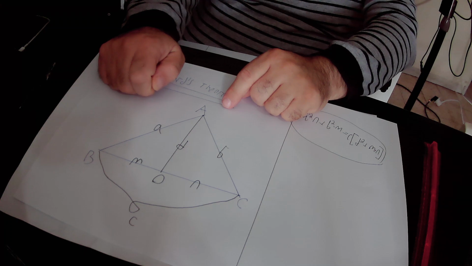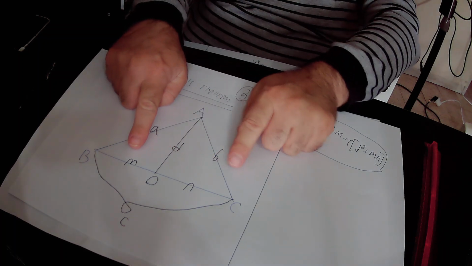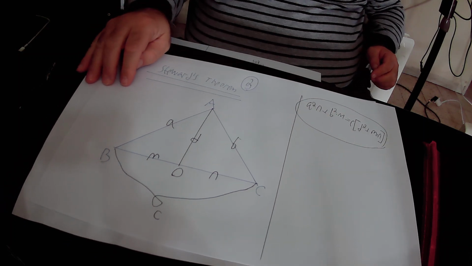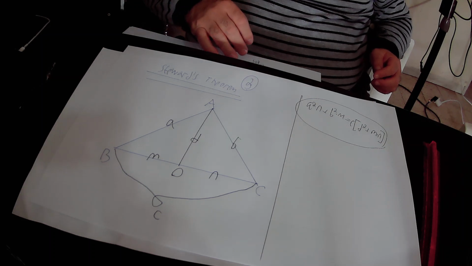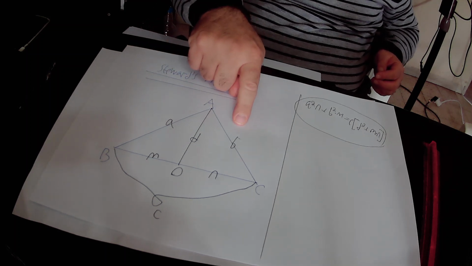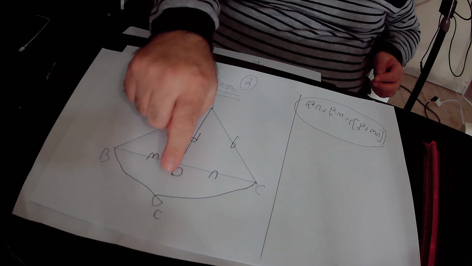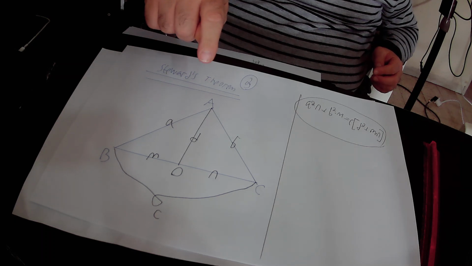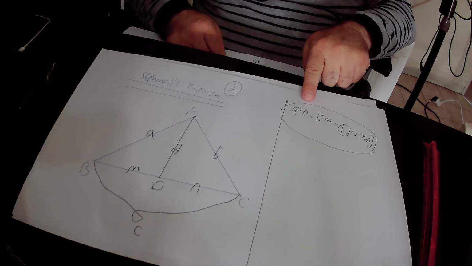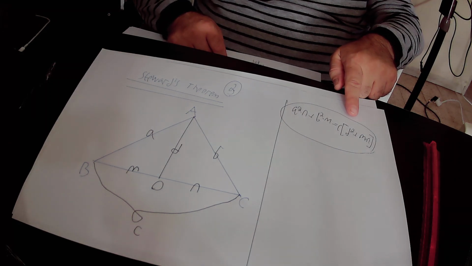In addition, we know that line segment AO equals d units in its length, line segment BO equals m units, and finally line segment ON equals n units in its length. Then, according to Stewart's theorem, the following equation is true. a squared times n plus b squared times m equals c, we open brackets, inside the brackets we have d squared plus m times n. Again, a squared times n plus b squared times m equals c times the bracket d squared plus m times n.